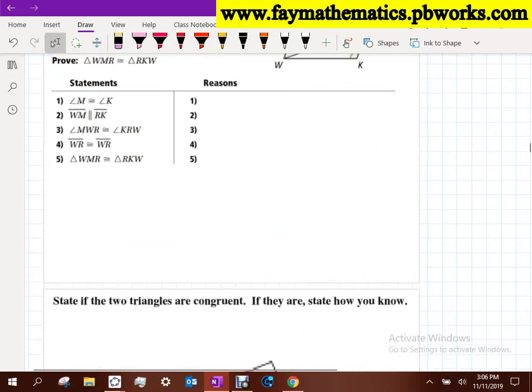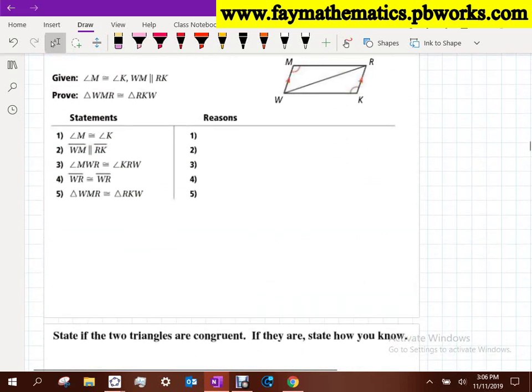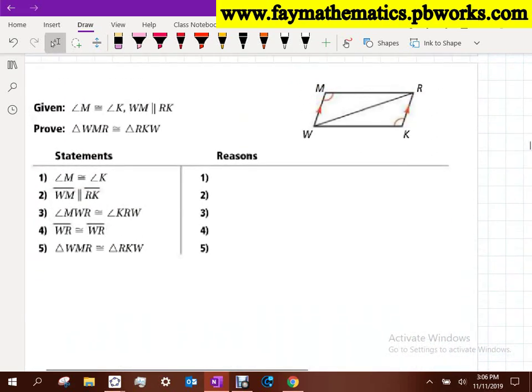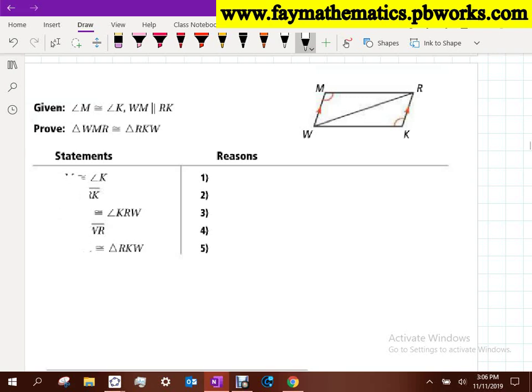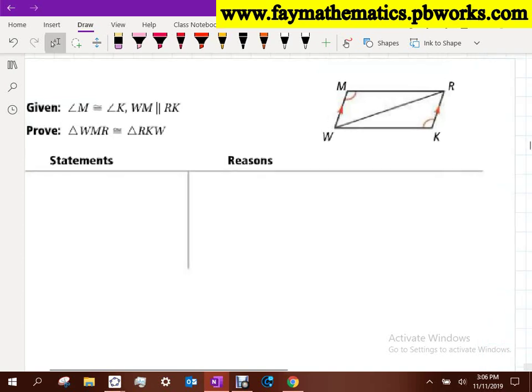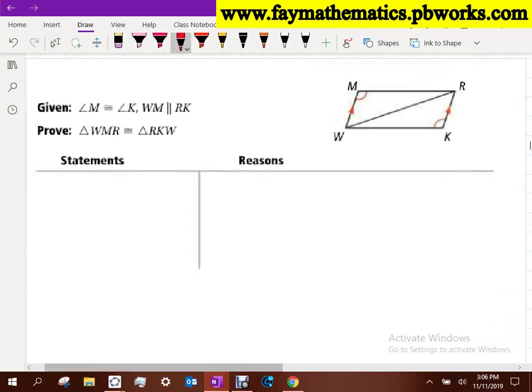Let's do this one real quick. This didn't copy over very well. That's a congruent symbol there. Congruent symbol.